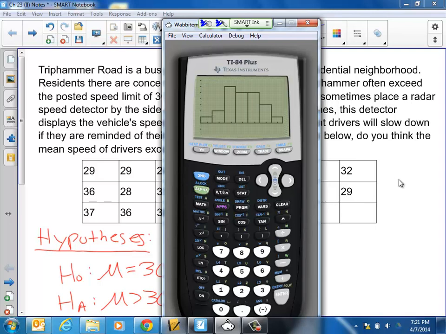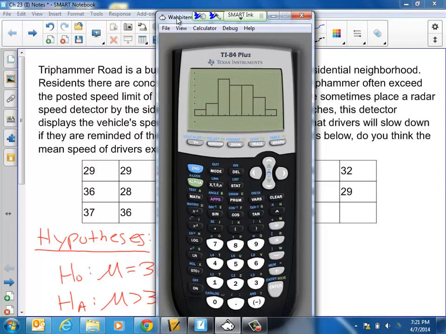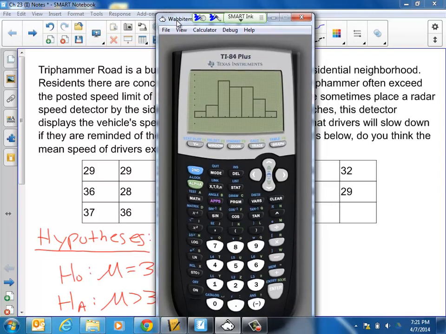And sure enough, based upon the sample size that we had to work with of 23, because the sample size is sufficiently large, we only have to check unimodality, which we have. We've got one central peak here. And we've more or less got symmetry as well.